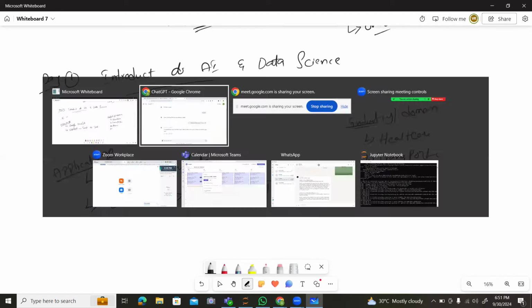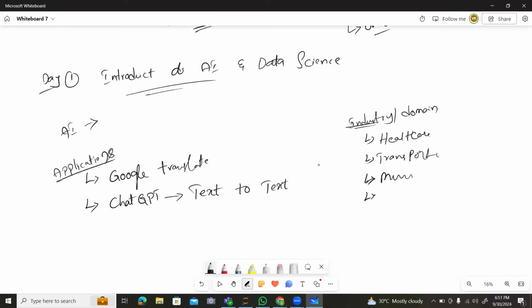So we need to specify, AI can work in any domain. It works for healthcare, transportation, manufacturing, marketing, text reading, education, and so on. So it completely works on different types of domains. Based on the domain, the use case of AI will be changed.